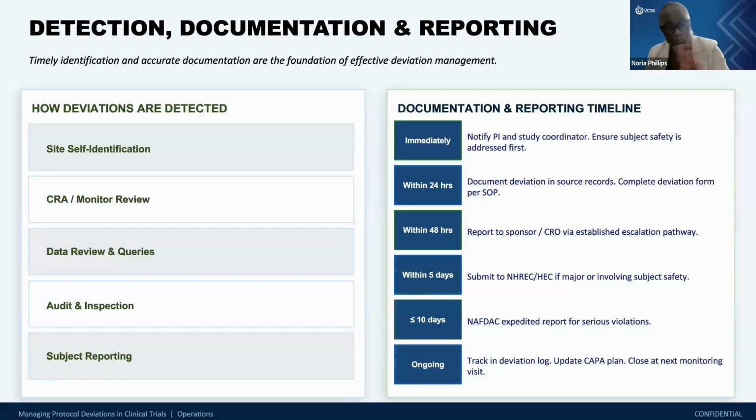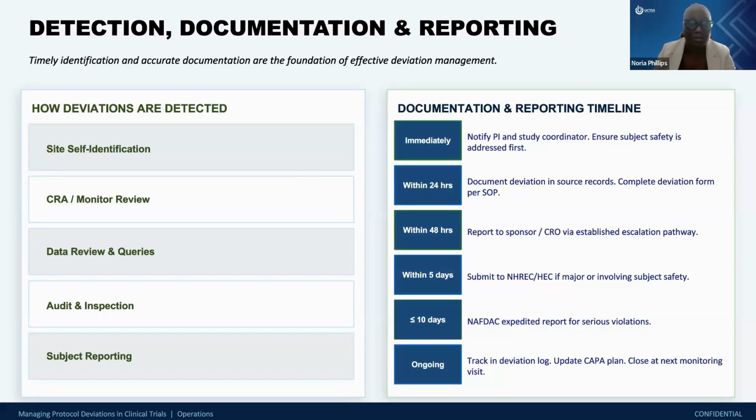For those of us that have looked at protocols, if you have ever read the protocol, there's always a disclaimer or a line there that states that we do not allow deviations on this study. It is stated there so that nobody deviates. Once you deviate, then it is counted as something against the study. So you can also detect deviations, as I said, from data review and queries.